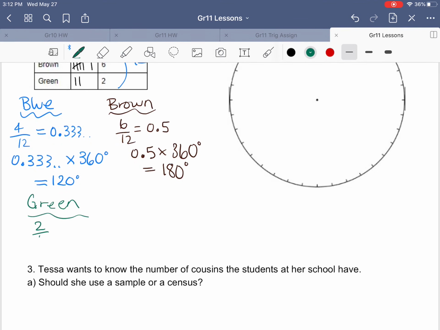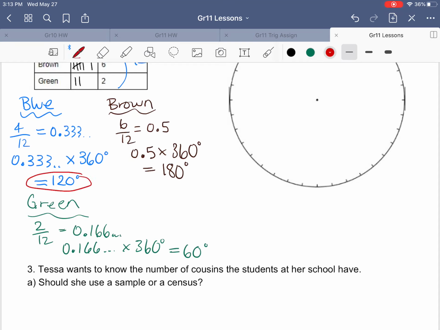And lastly, we have green eyes. So there are 2 out of 12 people that have green eyes. And as a decimal, that is 0.166 and so on. So lots of sixes that follow that. And we're going to keep all those decimal places. So 0.166 and so on. Multiply it by 360 degrees and we get 60 degrees exactly.